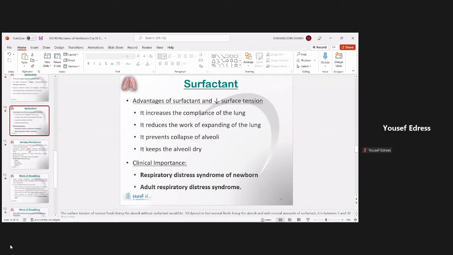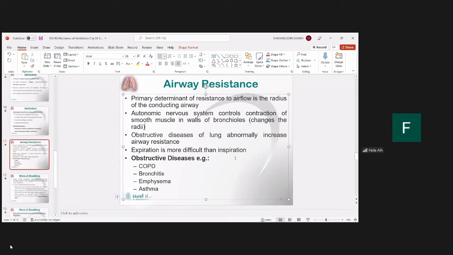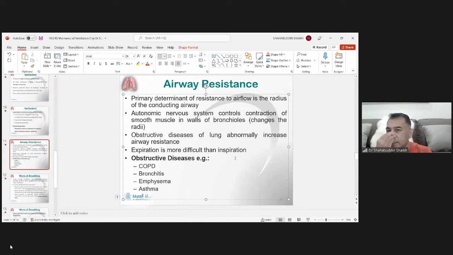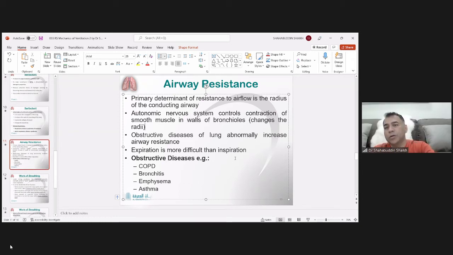Okay. So the last important thing in this lecture is airway resistance. Can you remember that? What is airway resistance? What do you understand by airway resistance? What is the meaning of resistance? Resistance to airflow. Okay, so opposition for the air to flow, preventing airflow or decreasing airflow.